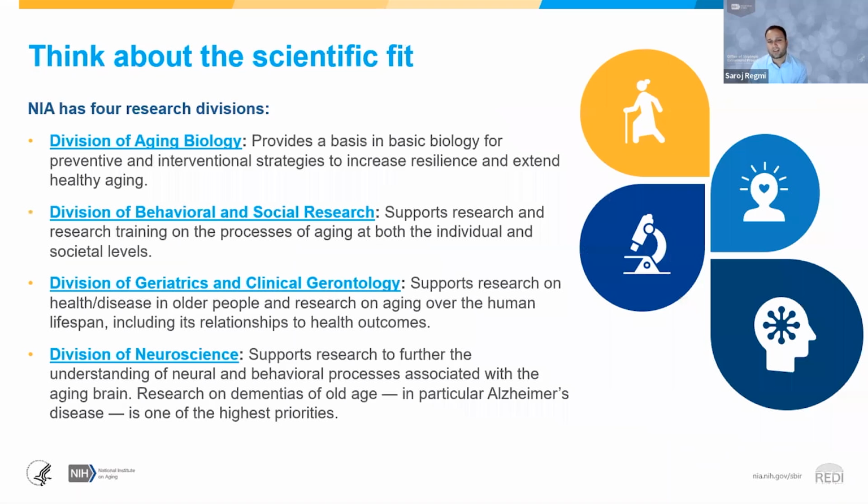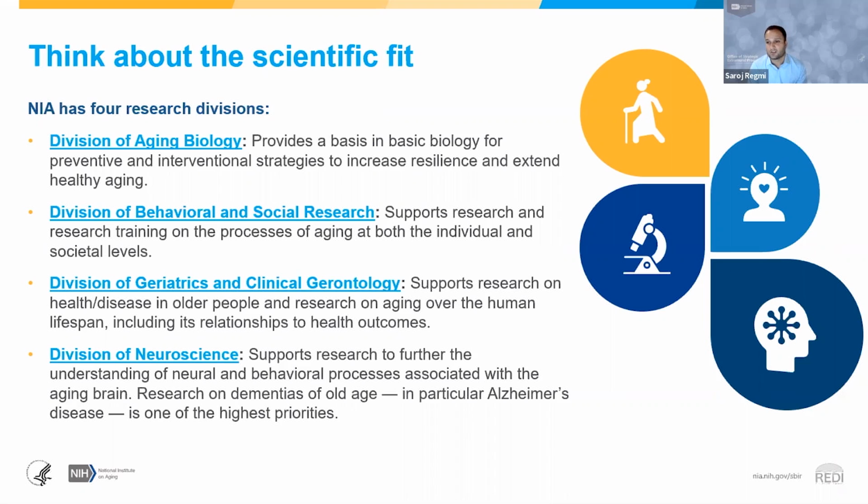So the other thing that you need to think about is the scientific fit. The NIA has 4 research divisions, and you need to think about whether your proposal fits in and aligns well with the mission space of the National Institute on Aging. The 4 divisions are the Division of Aging Biology. This division provides a basis in basic biology for preventative and interventional strategies to increase resilience and extend healthy aging.